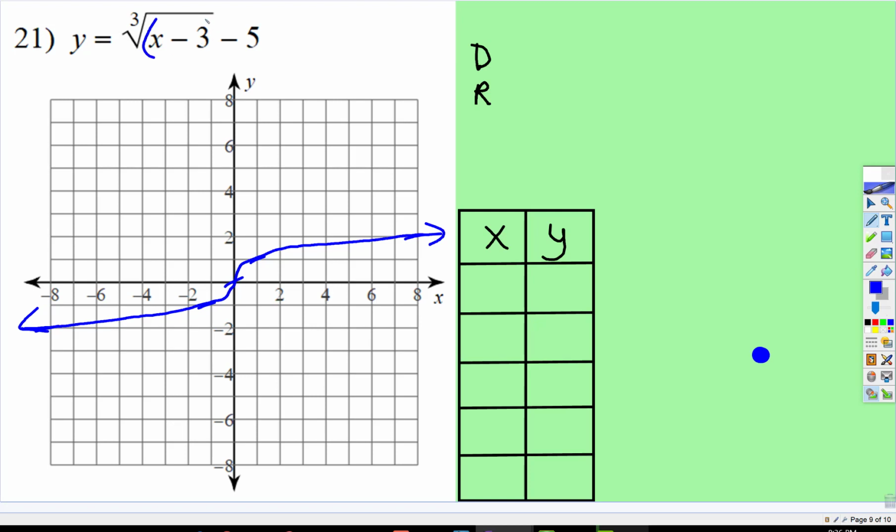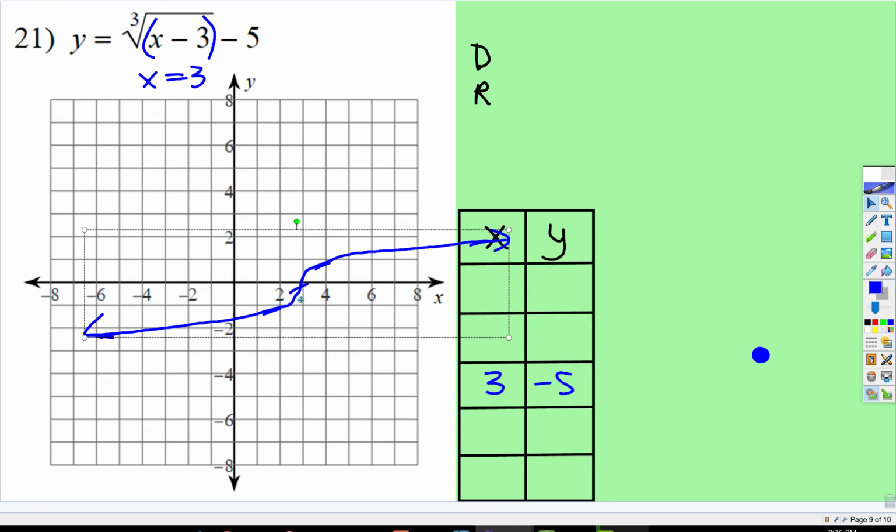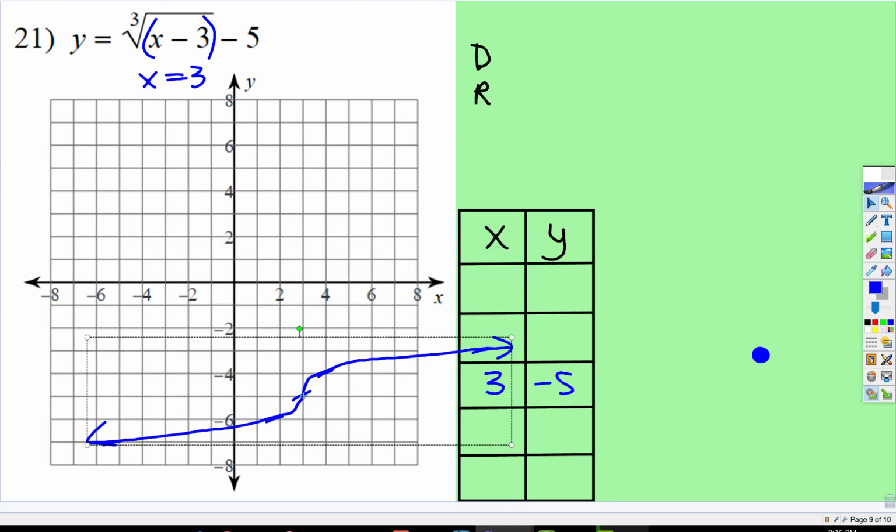But again, whatever's inside the radicand with the x, you're going to want to do the opposite to zero it out. So when x is equal to positive 3, I'm going to put positive 3 right there. So the cube root of 0 is 0. 0 subtract 5 is negative 5. So when x is 3, normally this point right here is at 0, 0. Well, now we would shift that point to 3, and then we would shift it down 5.